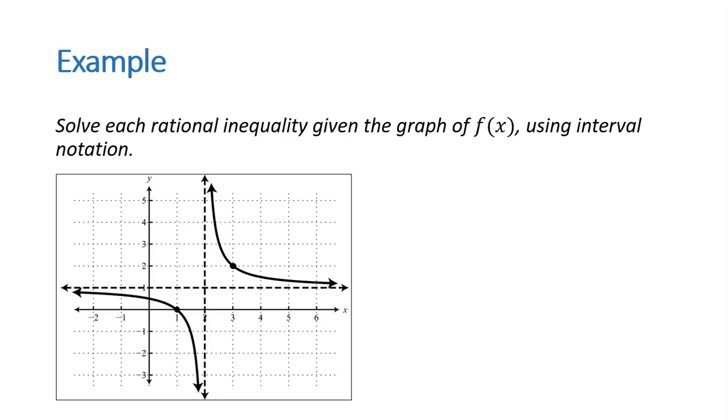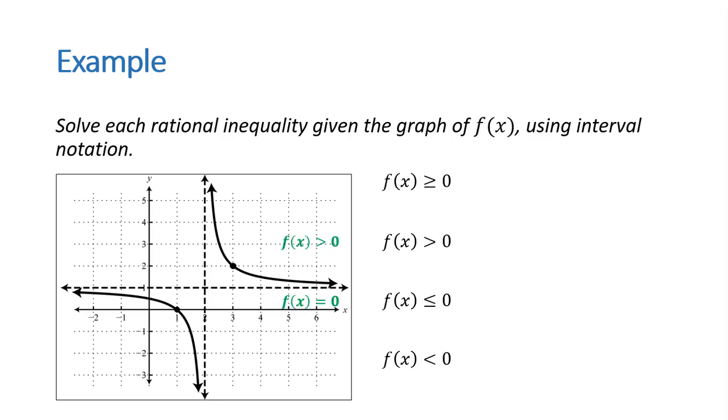So here's our graph. This is a rational function, and we've graphed it and we have a vertical asymptote and one x-intercept. Our x-intercept is at x equals 1, and our single vertical asymptote is at x equals 2. So we want to solve our four inequalities. f of x is greater than or equal to 0, greater than 0, less than or equal to 0, and less than 0. So just like before, let's think about what this graph is telling us.